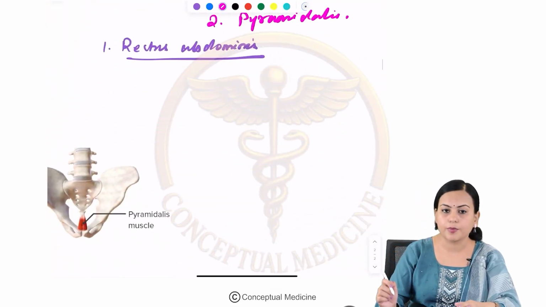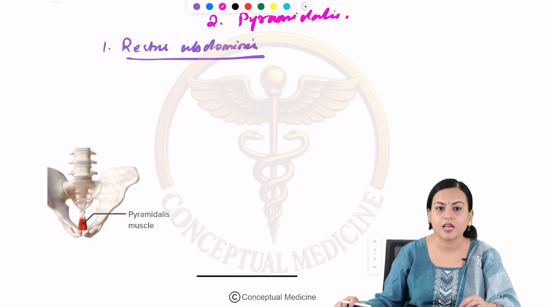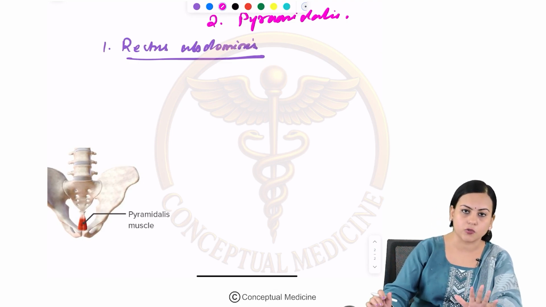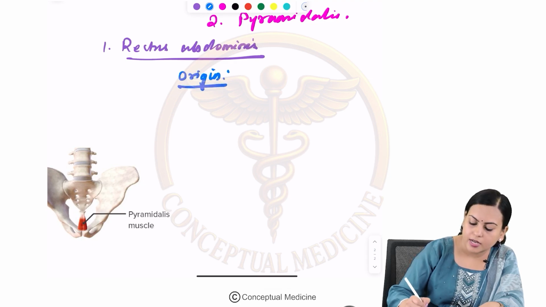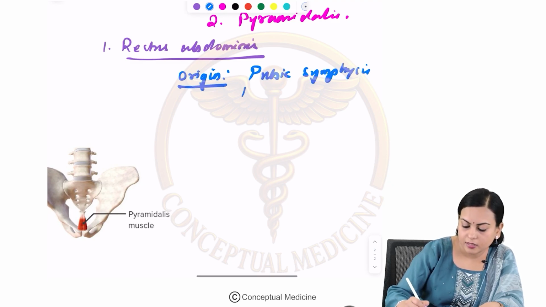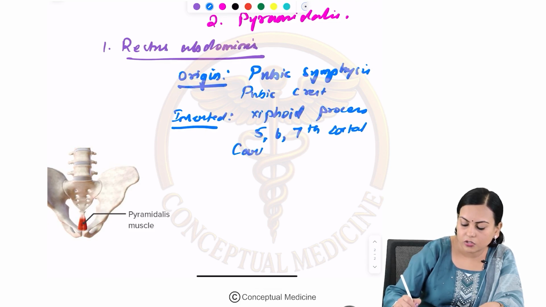Origin of the muscle is from the pubic symphysis and the pubic crest, and the muscle gets inserted into the xiphoid process and the 5th, 6th and 7th costal cartilages. So, origin is from the pubic symphysis and pubic crest, inserted into the xiphoid process and 5th, 6th, 7th costal cartilages.